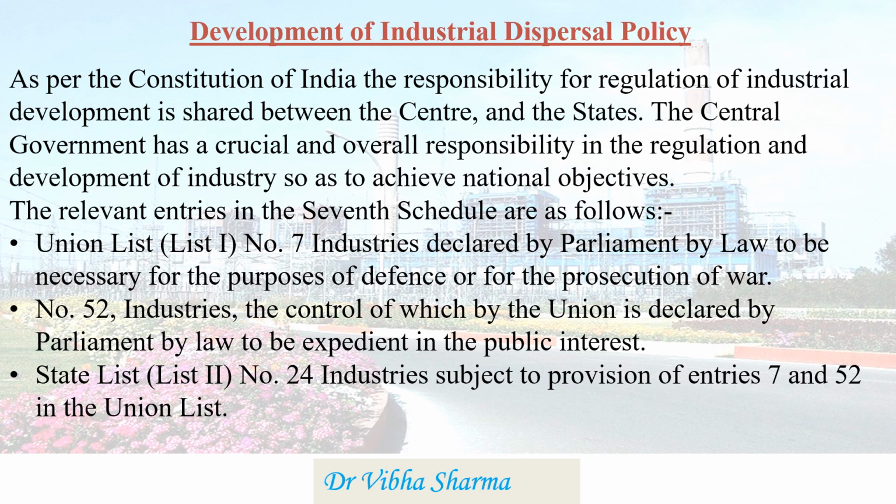Union List or List 1, Number 7. Industries declared by Parliament by law to be necessary for the purposes of defence and for the prosecution of war. Union List, List 1, Number 52. Industries the control of which by the Union is declared by Parliament by law to be expedient in the public interest. State List, that is List 2, Number 24. Industries subject to the provision of entries 7 and 52 in the Union List.